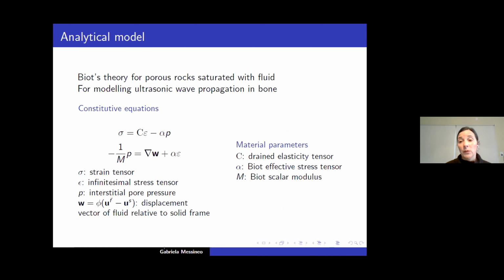And these are the constitutive equations for poroelastic materials. They relate the strain, the stress, and the pore pressure, and the related displacement involving the drained elasticity tensor, the Biot effective stress tensor, and the Biot scalar modulus.